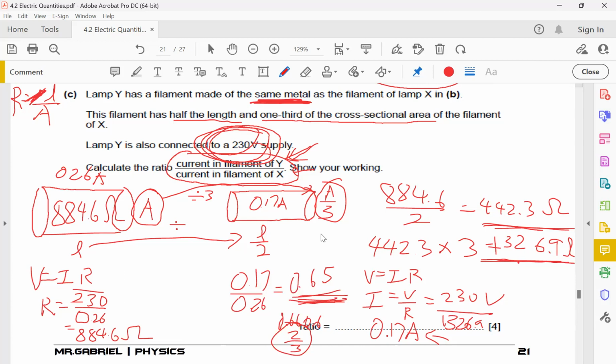Anyone don't understand this part? Anyone lost in the woods? Hey, very good, you did this correct. Did you do this question correct? Did you attempt this question?